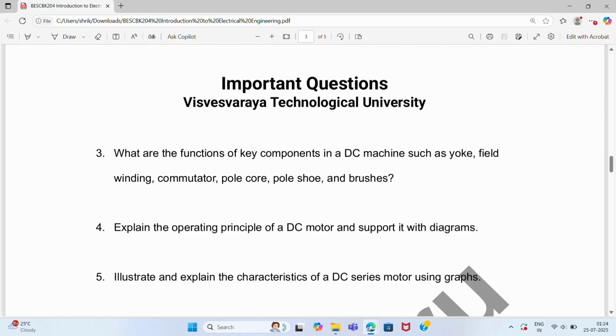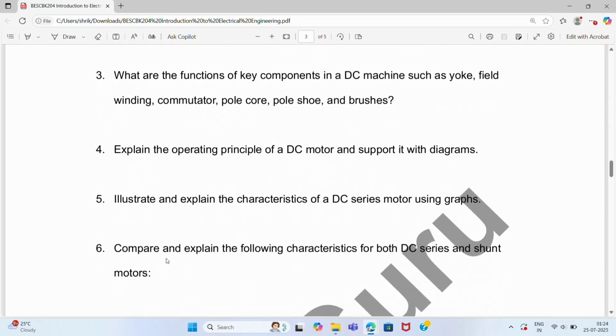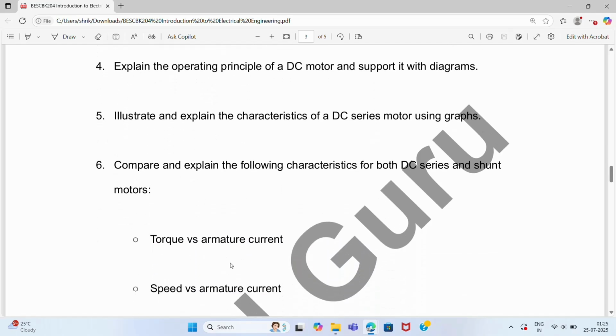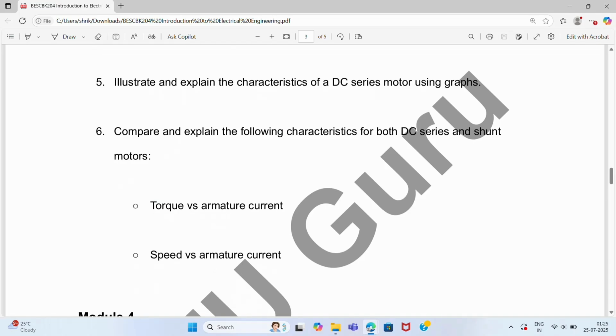Illustrate and explain the characteristics of a DC series motor using graphs. Compare and explain the following characteristics for both DC series and shunt motors: torque versus armature current, speed versus armature current.